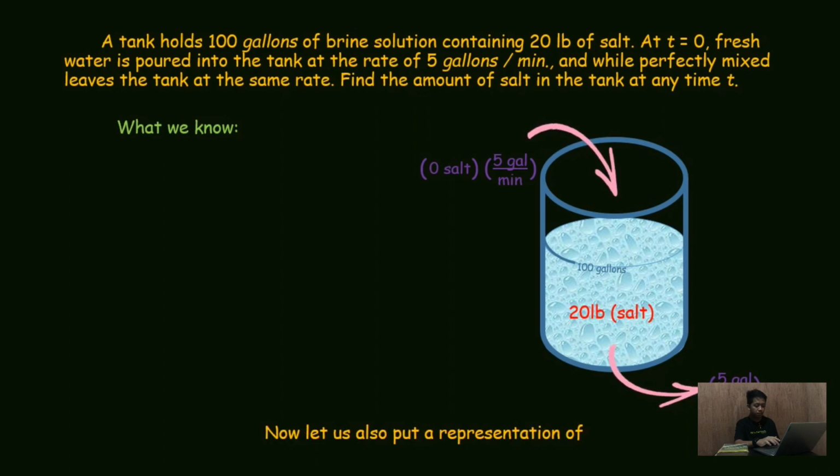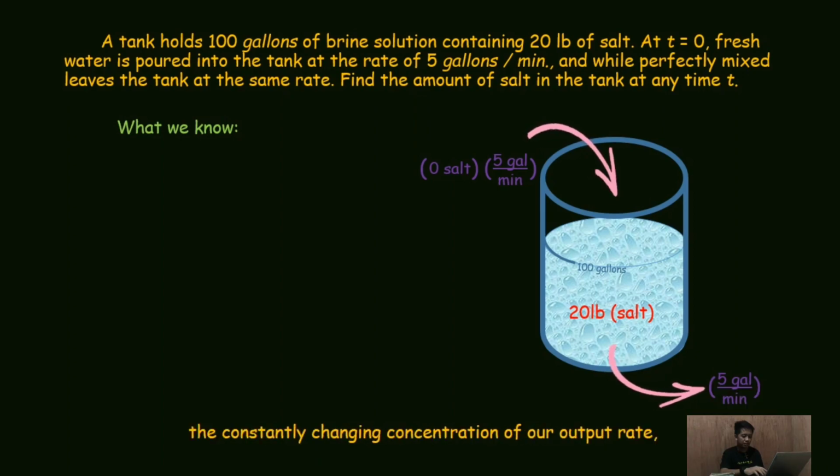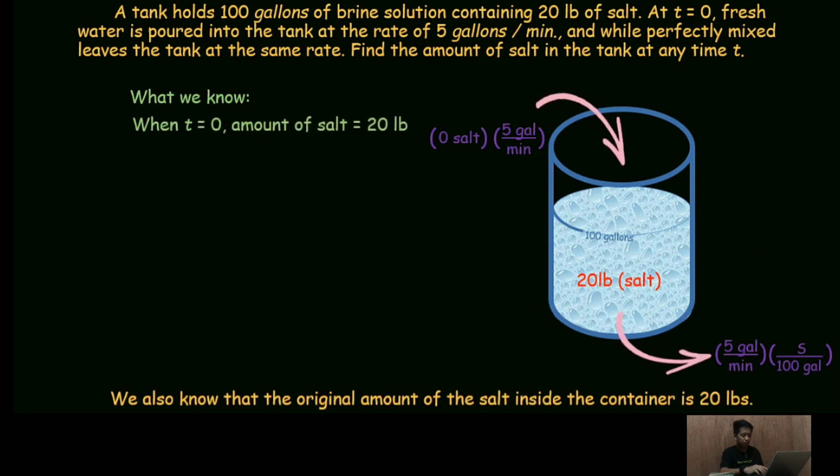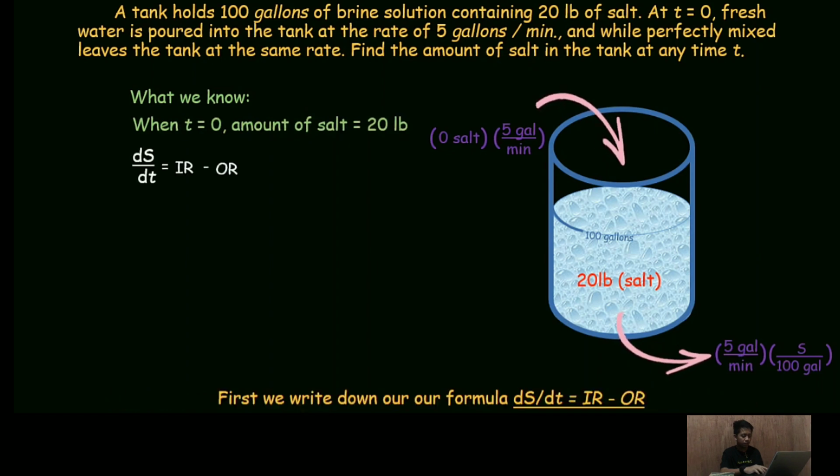Now, let us also put the constantly changing concentration of our output rate. This is S over 100 gallons, where we use variable S for salt and divide it by the volume, 100 gallons, which remains constant at any time since the flow rate of both input and output is the same. We also know that the original amount of salt inside the container is 20 pounds. First, we write down our formula dS over dt equals IR minus OR.